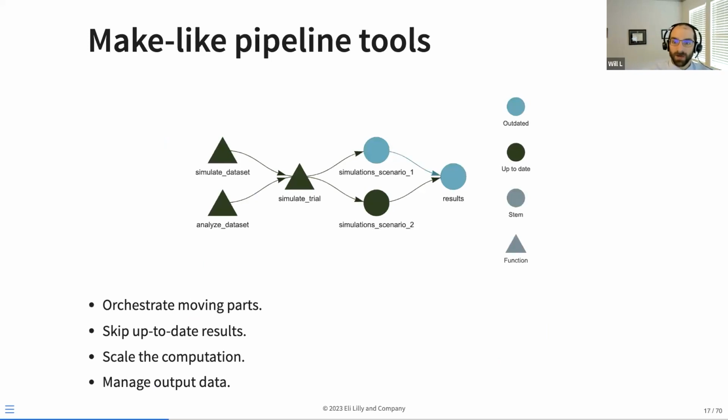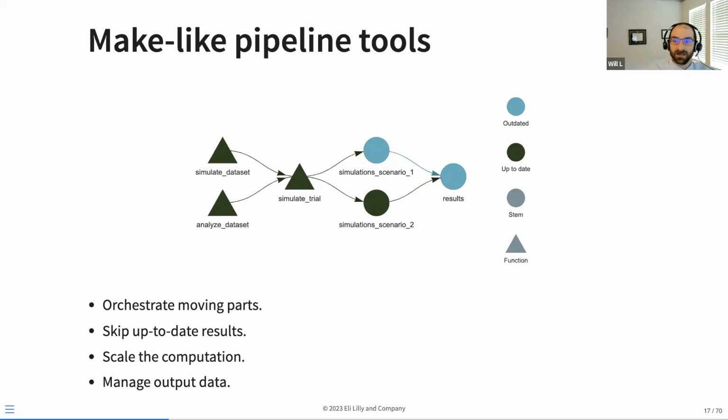So this is where pipeline tools come in, specifically make-like pipeline tools like targets. The main contributions of those tools are to orchestrate all the moving parts, all the different kinds of simulations that you'd be running, and to skip targets or steps of the computation that are already up to date. There's a very principled automatic set of rules that the targets package goes through in order to accomplish that.